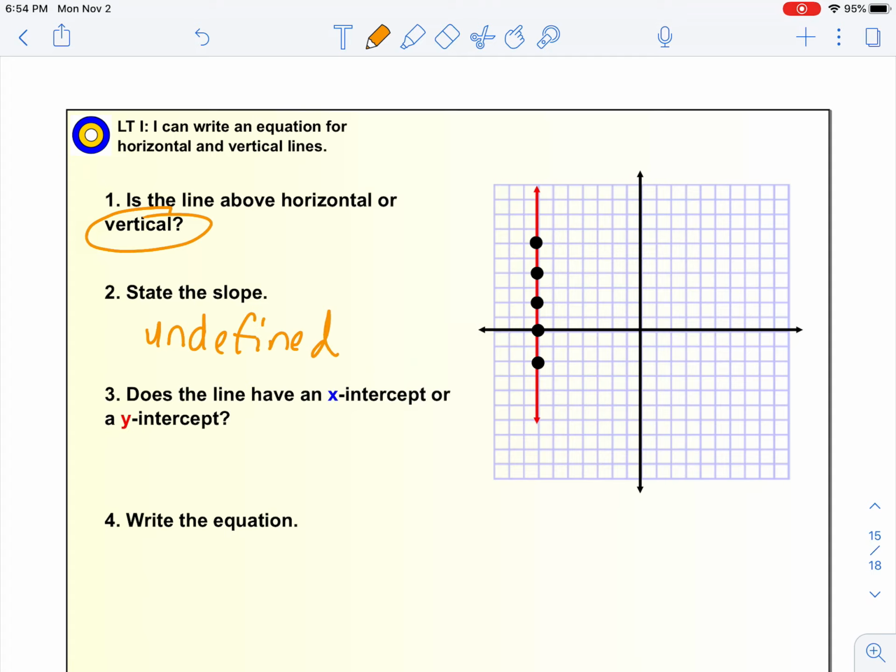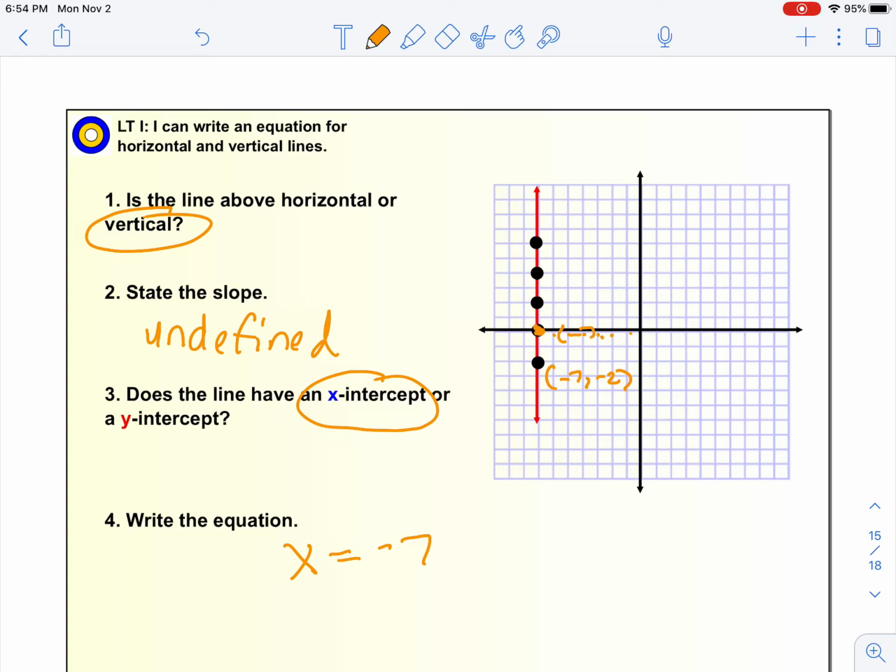and the slope of a vertical line is undefined. And so does the line have a y-intercept? No, it never crosses the y-axis, but it does have an x-intercept. Where? Right here. So the equation of vertical lines are always going to be x equals, and it's x equals whatever that value is where it crosses the x-axis, and that would be in this case 1, 2, 3, 4, 5, 6, 7. So x equals -7. And again, every ordered pair on this line, the x value is -7.